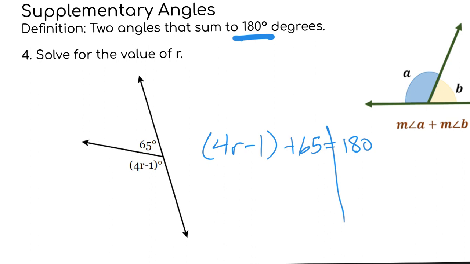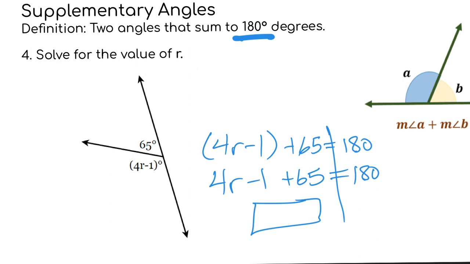Then we solve. Of course, there's a positive 1 in front, so that doesn't change anything. So we just drop down 4r minus 1 plus 65 equals 180, and then we use our boxes to solve for r.